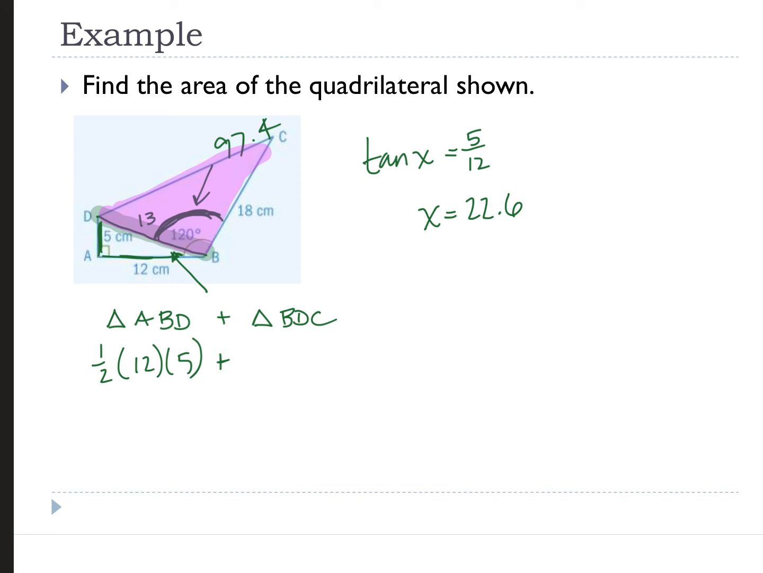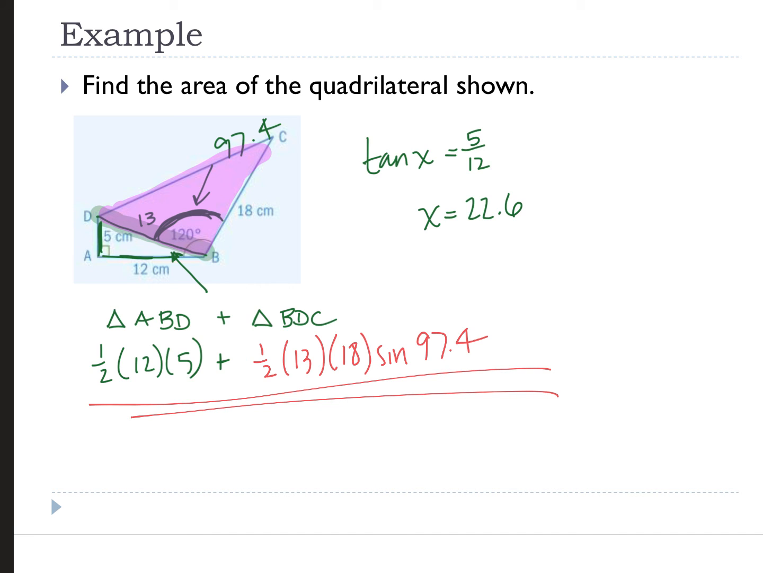Okay, so now, and I'll highlight it for you, this triangle right here, I now have the two sides and included angle, so I can use the formula that is in your notes. So it's going to be 1/2 one of the sides times the other side times the sine of the included angle. And if you put all of this in your calculator, you should get 146. Again, that's 3 significant figures.